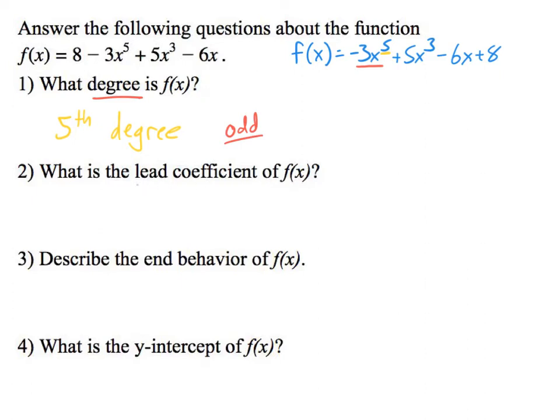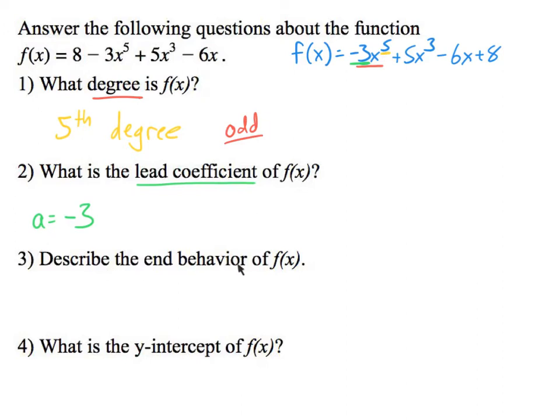Next, the lead coefficient of f of x. So what is a lead coefficient? Well, it's the same thing as before, except now we're looking at the number in front of the highest power. So my lead coefficient is negative 3, and we tend to call that a. A equals negative 3, but you don't have to, though we call it that a lot of times. So negative 3 is my lead coefficient.